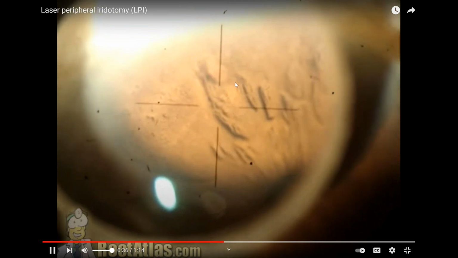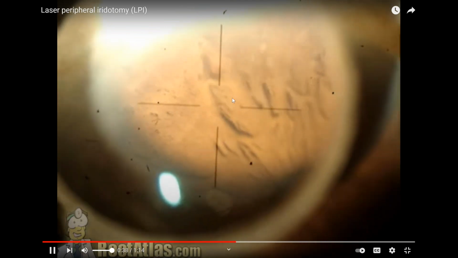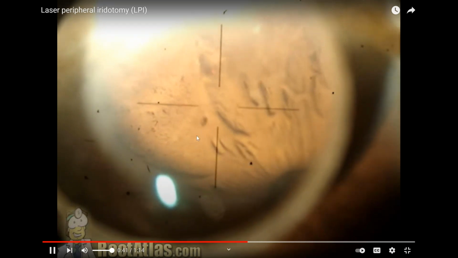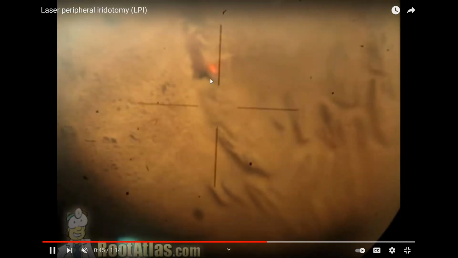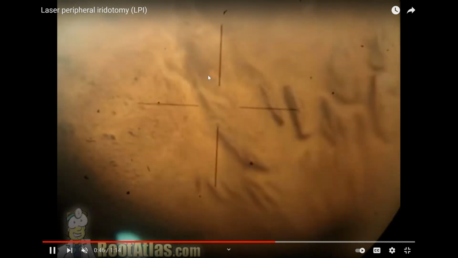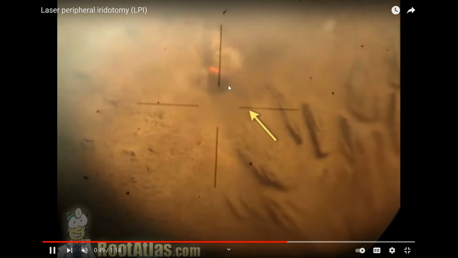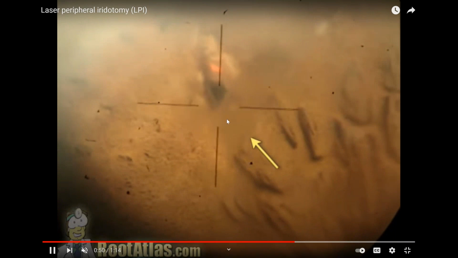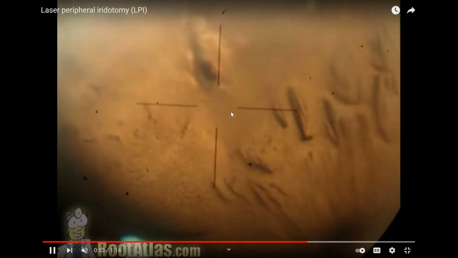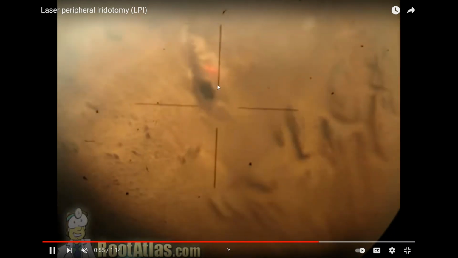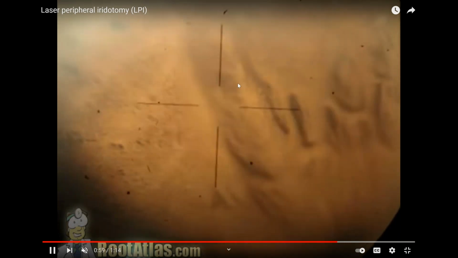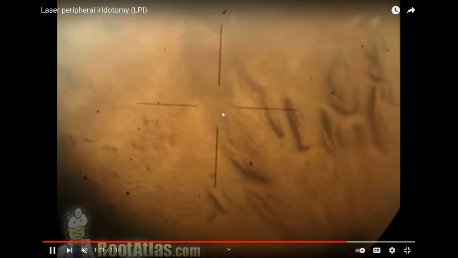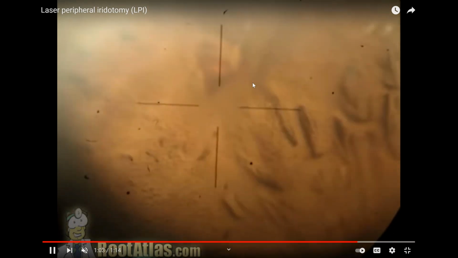You can see there's a gush of fluid. The beam is present and there's fluid, that is aqueous, coming from behind along with the release of pigments. So that is a sign that your peripheral iridotomy is complete: a gush of fluid along with full thickness patency in the iris. So that's how you do a laser peripheral iridotomy.